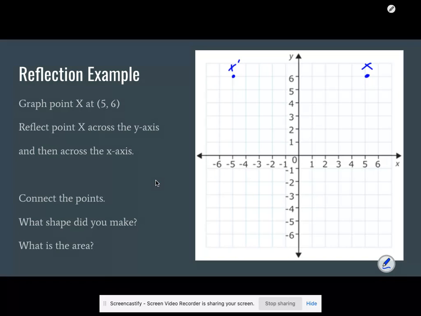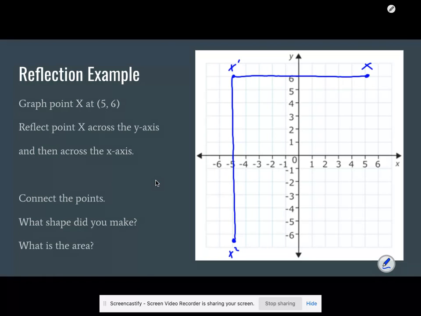So when you get a question like this, you need to make sure that you do each piece in order. All right, so if I'm now reflecting this point across the x-axis, so I'm thinking -5, -6 right here, and it says connect the points. Okay, well, I need to connect them in the order that I plotted them.